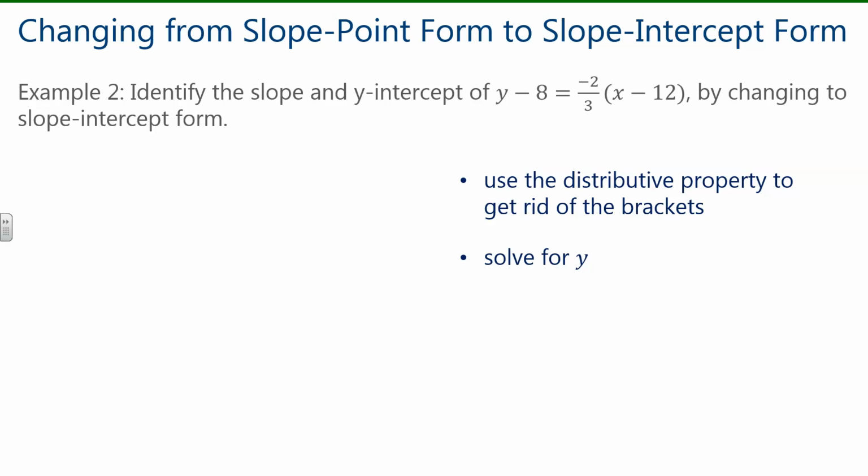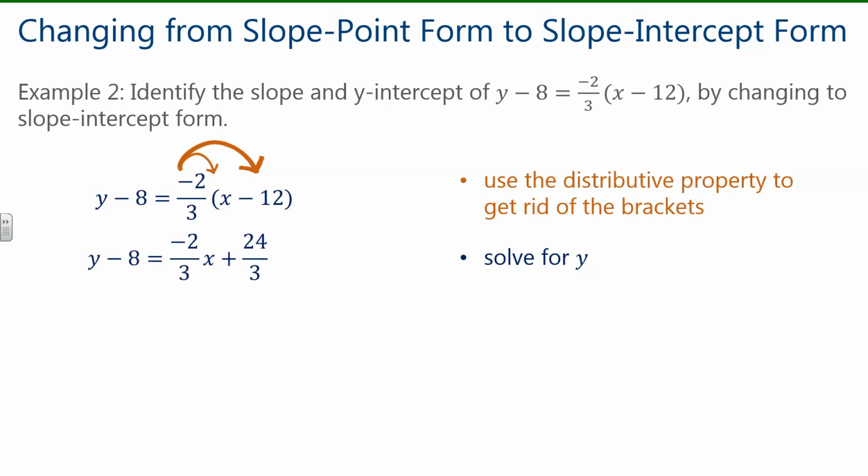So starting with the distributive property step, I'll go ahead and multiply negative 2 over 3 by x, and then negative 2 over 3 by negative 12. When I do that, I get negative 2 over 3x plus 24 over 3. Now I can simplify that to give me 8.